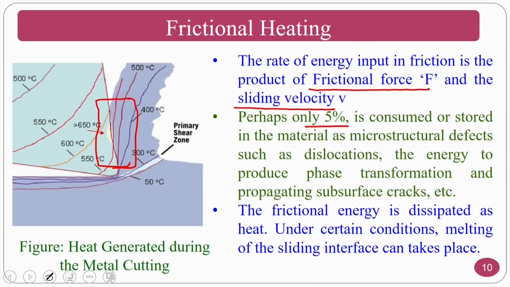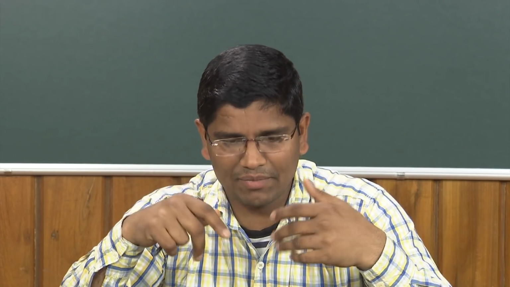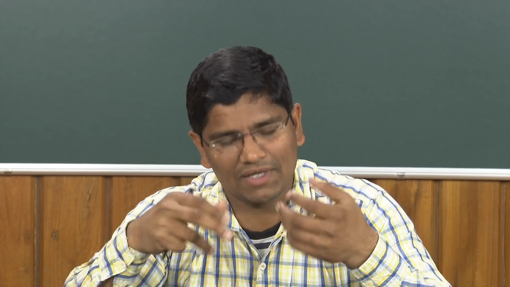What if the temperature goes up? If the temperature goes up, what will happen? Microstructural defects. If you have seen in your earlier courses, there is cold rolling and hot rolling in the metal forming processes. If the temperature goes up, what will happen? My microstructure will change.